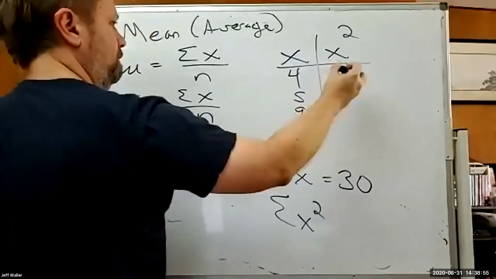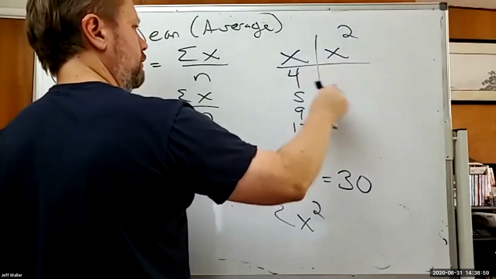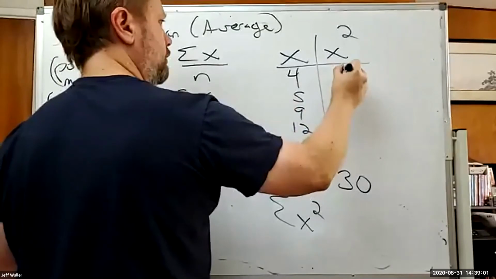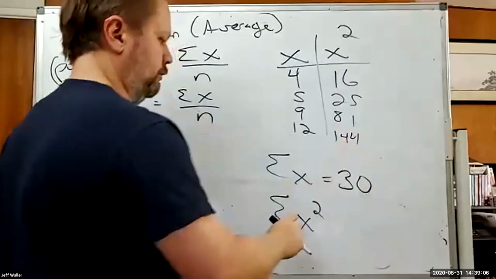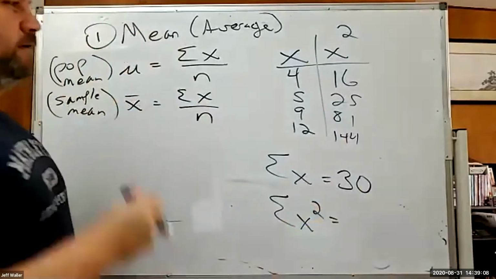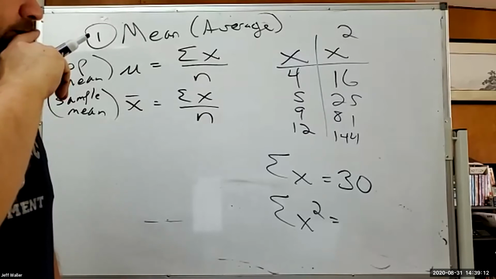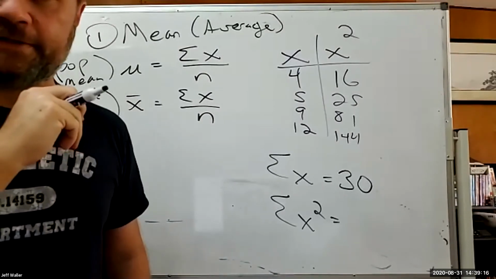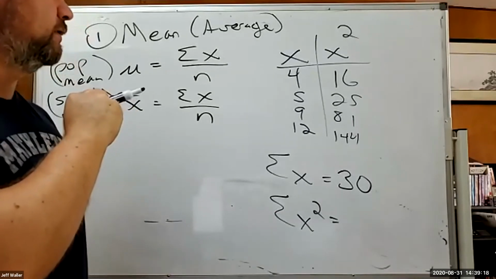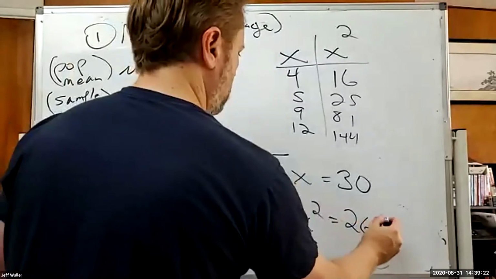So of course, what do you get? 16, 25, 81, 144. Yeah, so what's the sum of x squared? 276, is that right? Did I do that? I think it's 276, is that right? Or is it 266? 266. Thank you.